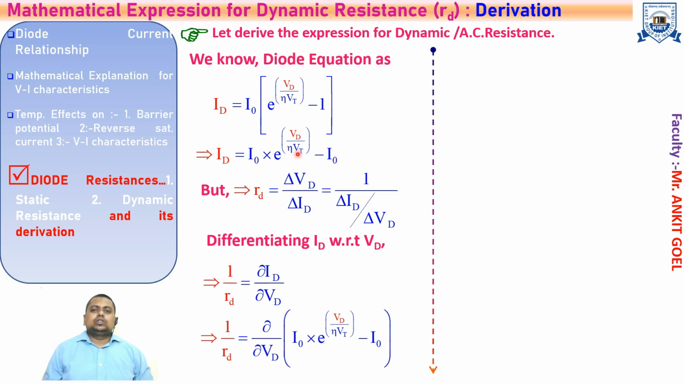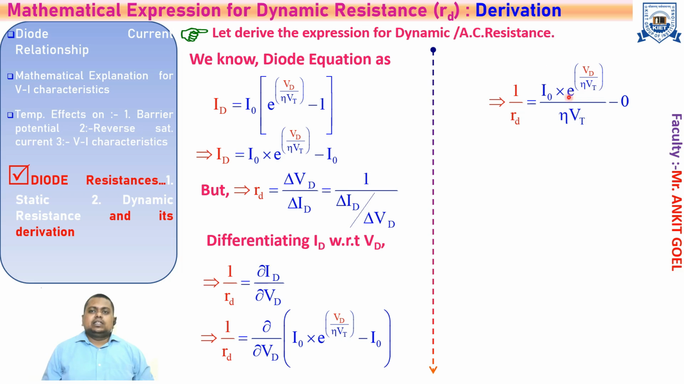Just substitute this expression for the ID here. You will get delta ID upon delta Vd equals delta of I naught e raised to the power Vd upon eta Vt minus I naught. Just treat I naught, eta and Vt as constants and differentiate it. You will get the expression 1 upon Rd equals I naught into e raised to the power Vd upon eta Vt, divided by eta Vt, minus 0.